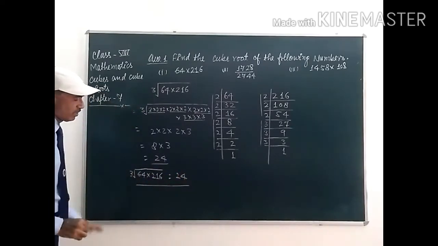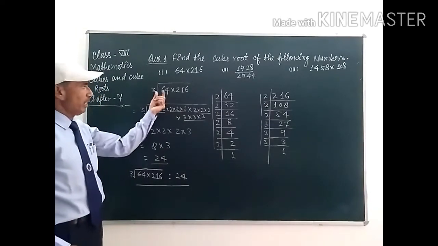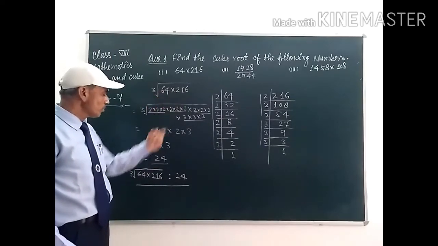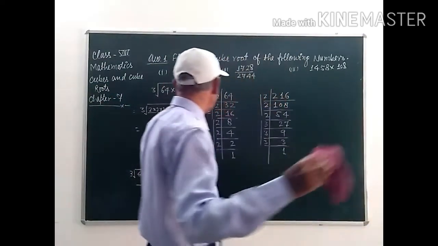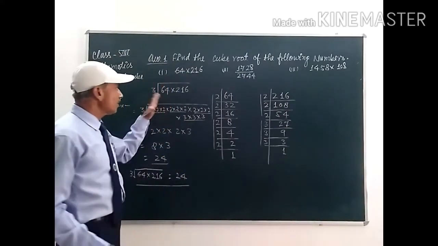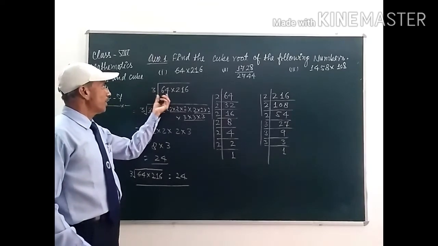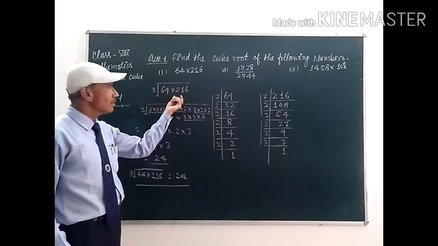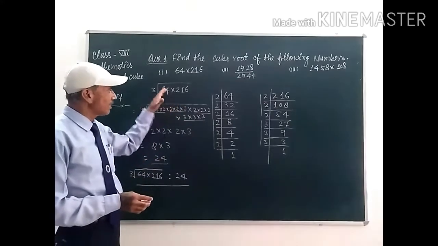This is the answer, students. And you already know the cube root of 64 is 4 and the cube root of 216 is 6. So 4 into 6, that is 24. Clear, students? This type of question you will do by two methods. First method is you can find the cube root of the numbers separately, that is the cube root of 64 and the cube root of 216, and you will multiply them, okay, or find it like this.